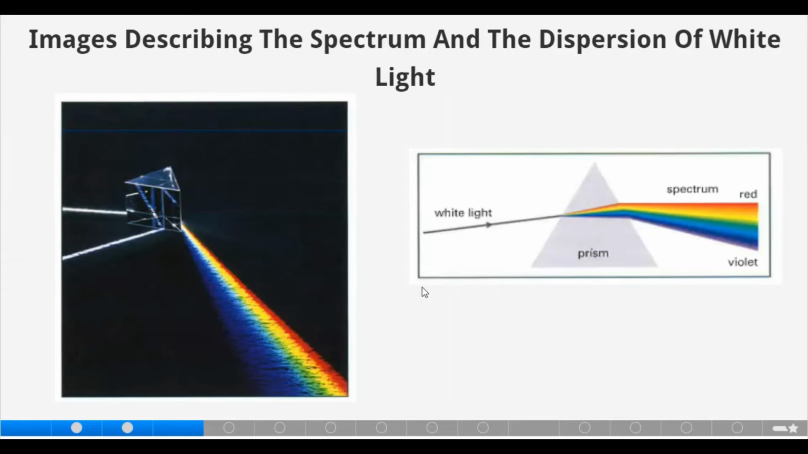Now, images describing the spectrum and the dispersion of white light. Let's say, for instance, in this left diagram, we have that light is coming out from a specific place. By the time it moves through the air, you will now have it displaying different colors of the rainbow. We have red, orange, yellow, green, blue, indigo, and violet. Those are the colors that will emanate from the dispersion of what?